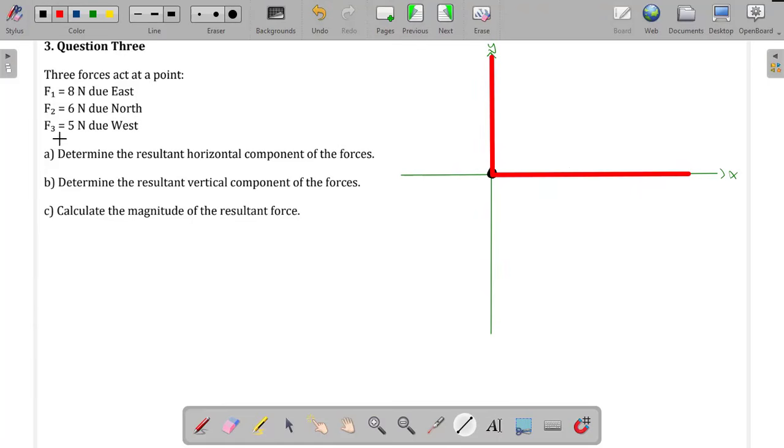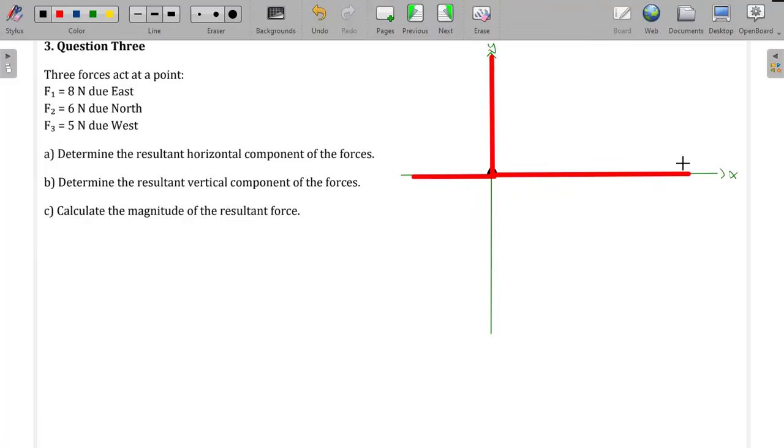Then my third vector is due west, which means it's pointing in that particular direction, and it should be smaller than the other two. So these are the three vectors that I'm having. This is 8 newtons. This is 6 newtons. And this is 5 newtons.